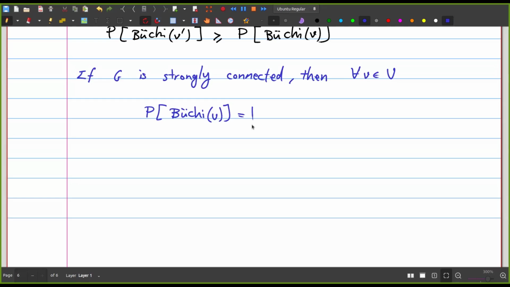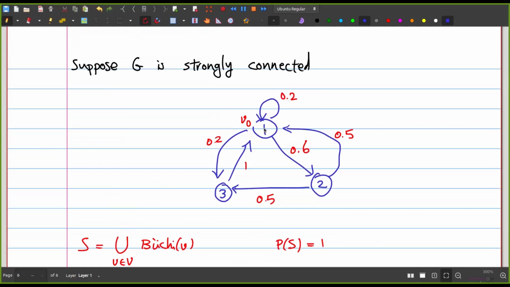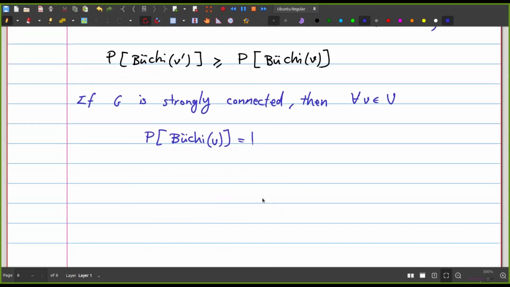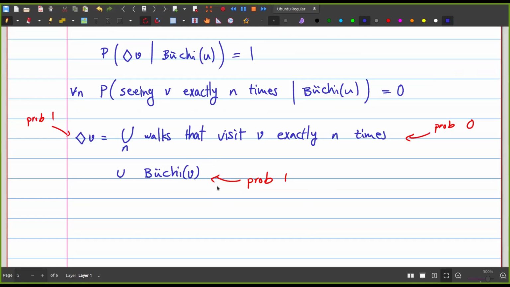Does this mean that every infinite walk visits every one of my vertices infinitely many times? No, of course not. For example, here I have a walk that just stays at 1. Of course, it's not going to visit every one of my vertices infinitely many times. But what this says is that the probability of that is 0. Okay, so with probability 1, I'm going to visit every vertex infinitely many times. And also the intersection of these Büchi sets has probability 1 as well. You can just prove it in the same way.